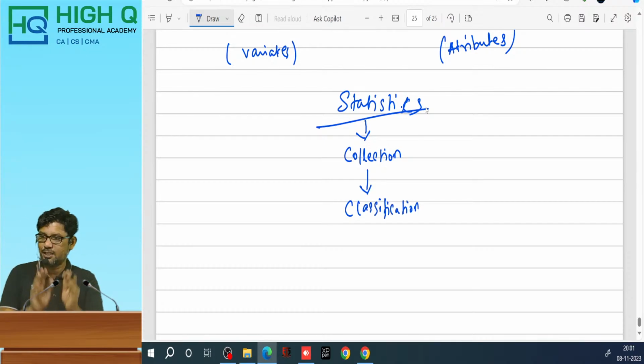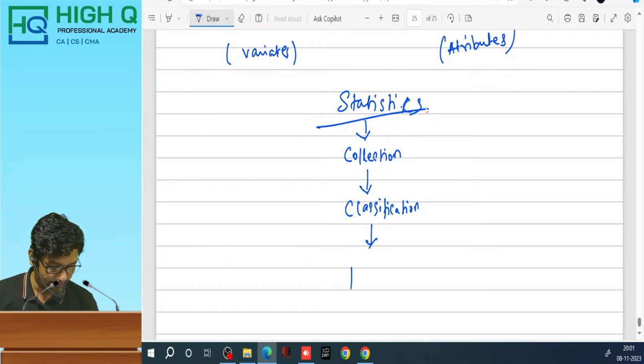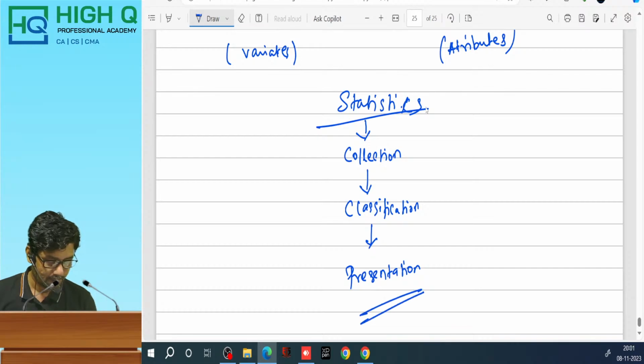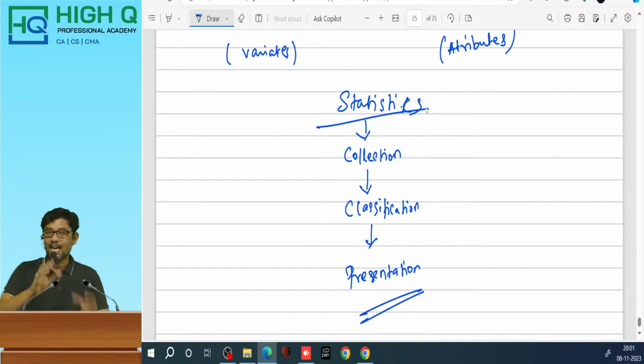The definition of statistics is that it's the science of collection of, classification of, and after classifying the data, presentation. This is what statistics is. Sir, first we have to collect the data, after collecting we have to classify it, that is segregate, and after segregating we have to present it. That's it. Chapter also over.